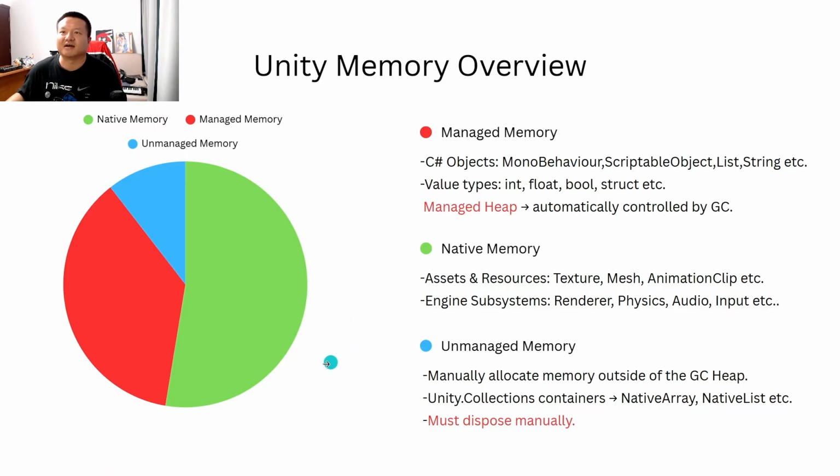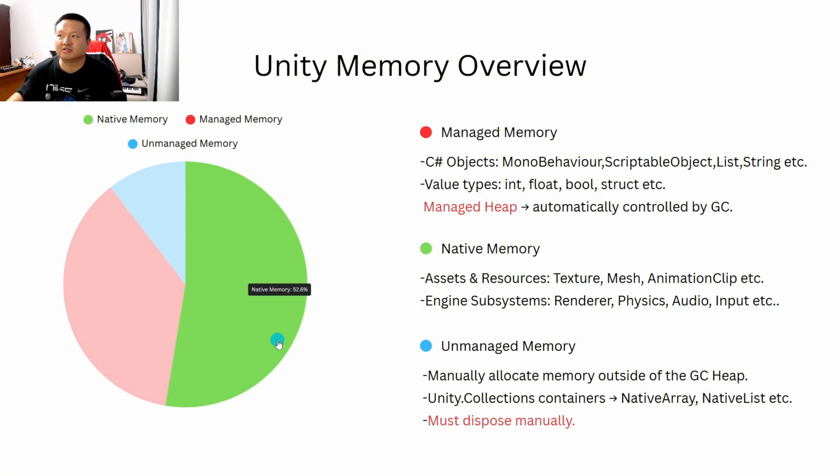On the left side, you can see the pie chart. The red one is managed memory, which is controlled by the C# runtime. It includes all the C# objects like MonoBehaviour, ScriptableObject, List, string, and also value types: int, float, bool, struct, etc. Everything in this region sits on the managed heap. It is automatically controlled by the garbage collection.